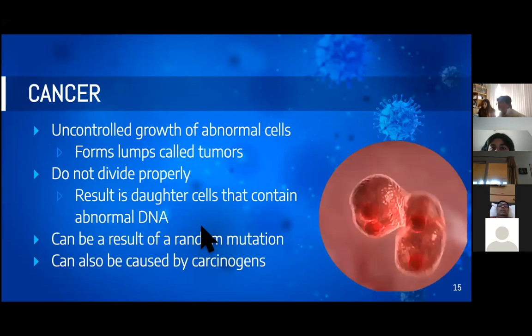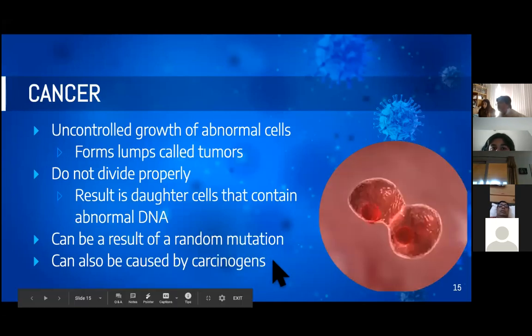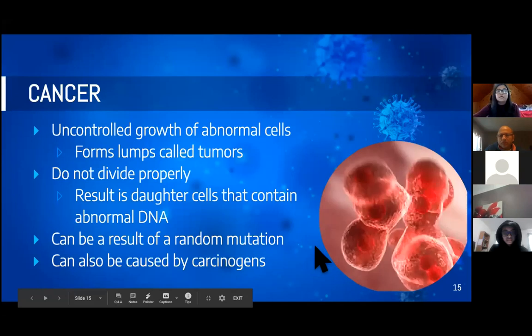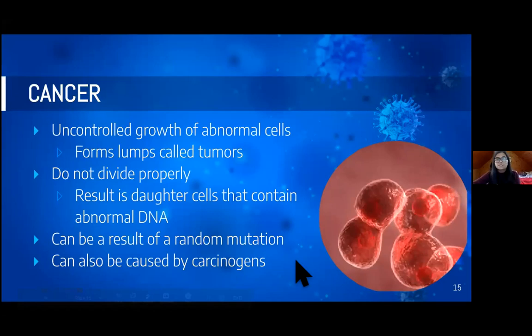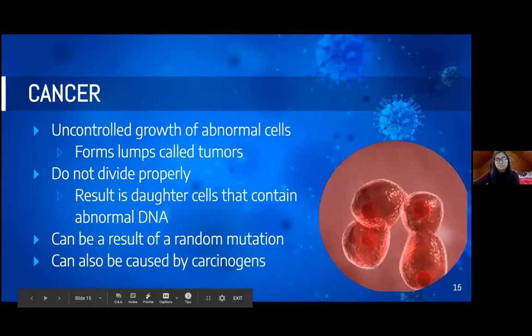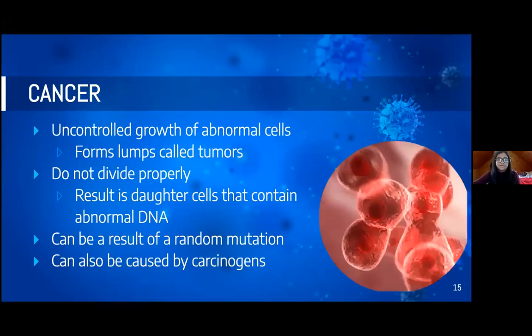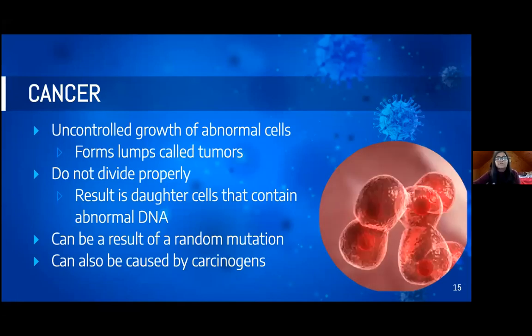And cancer can be caused due to random mutations that can happen, but these can also be as a result of carcinogens, which are cancer-causing agents. So like too much exposure to UV light or radiation or even tobacco smoke.